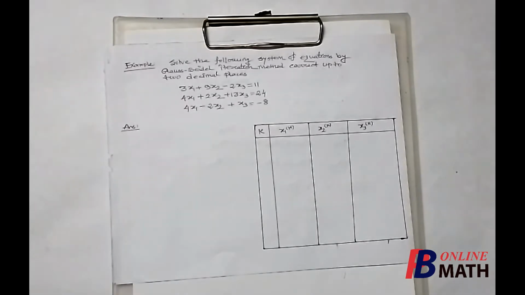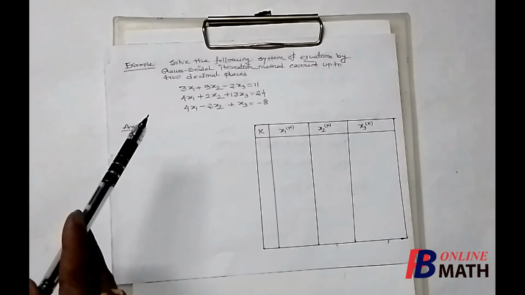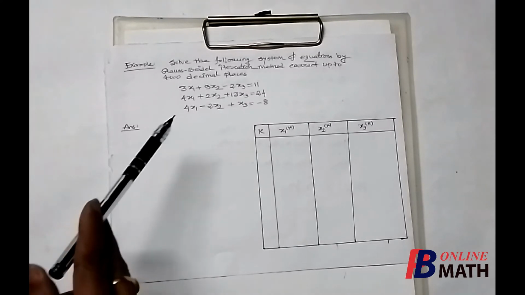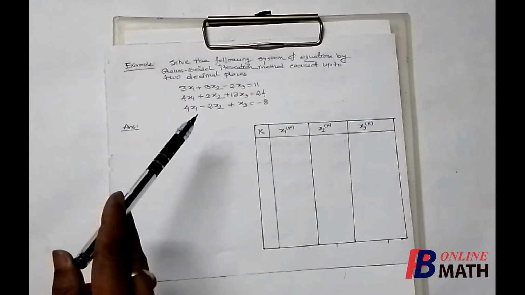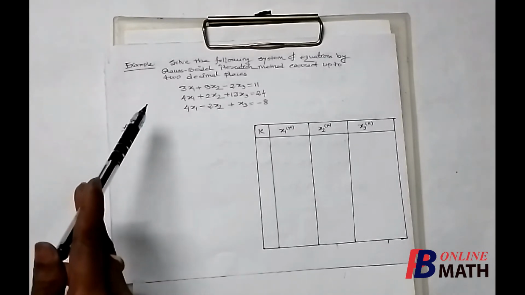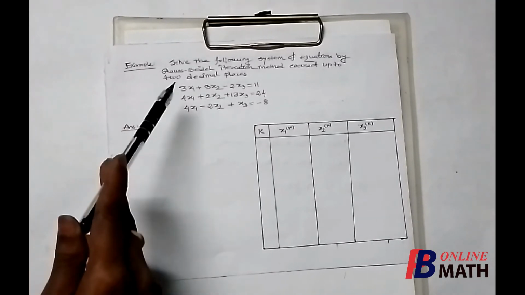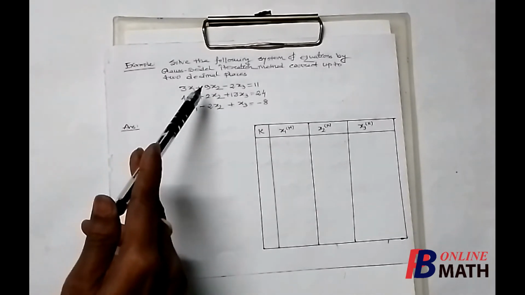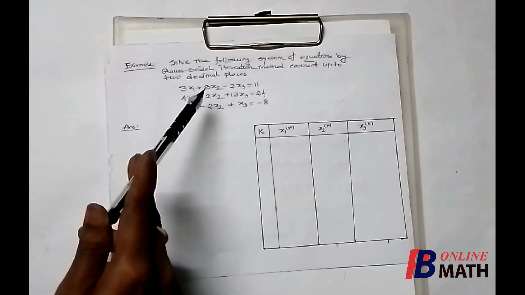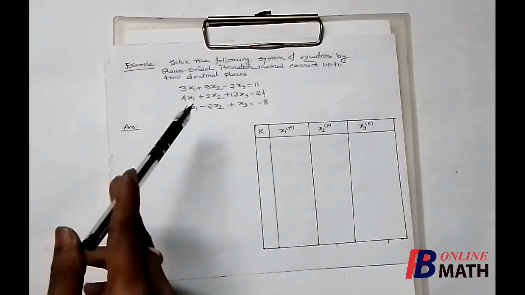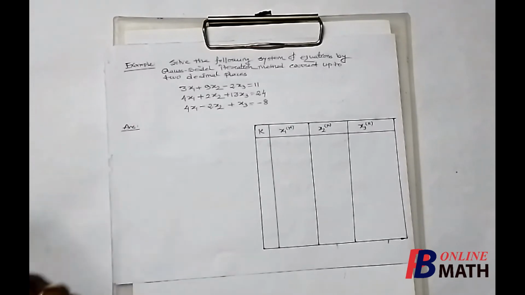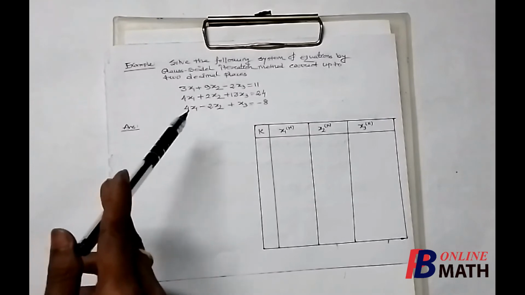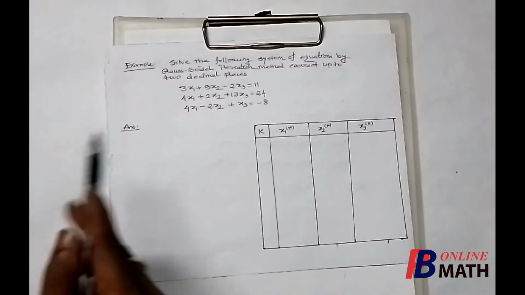So to solve these equations by Gauss-Seidel iteration method, we first need to check whether these equations are diagonally dominant or not. If the system is diagonally dominant, then from the first equation, modulus of 3 must be greater than modulus of 9 plus modulus of minus 2, which is not true. So this system is not diagonally dominant. So we have to arrange the equations in such a manner that the system becomes diagonally dominant. So let us write the system like that.